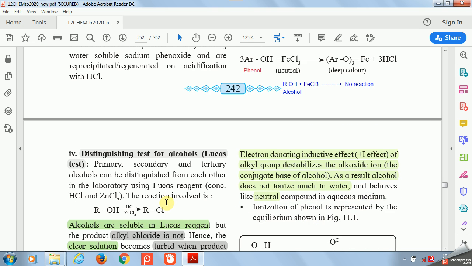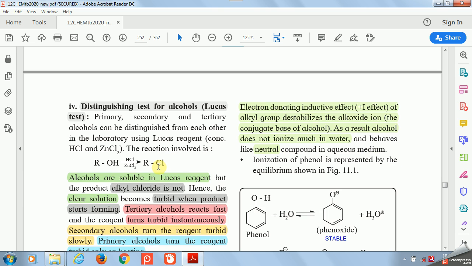Then next is the distinguishing test for alcohols. How will you distinguish between primary, secondary and tertiary alcohol? For that purpose, one specific reagent is used, and that is Lucas reagent. What is that Lucas reagent? It is concentrated HCl and anhydrous ZnCl2. So primary alcohol reacts differently from secondary alcohol, and secondary alcohol reacts differently from tertiary alcohol with respect to Lucas reagent. So let us see the reaction.